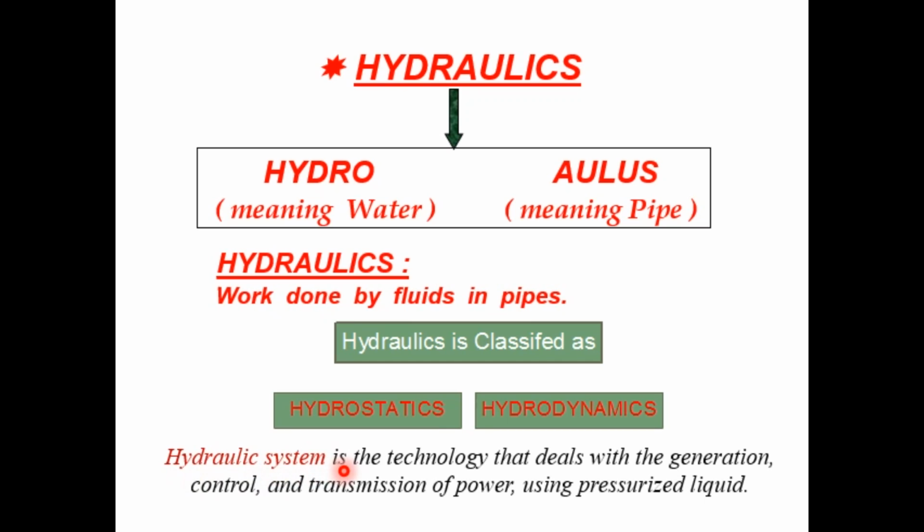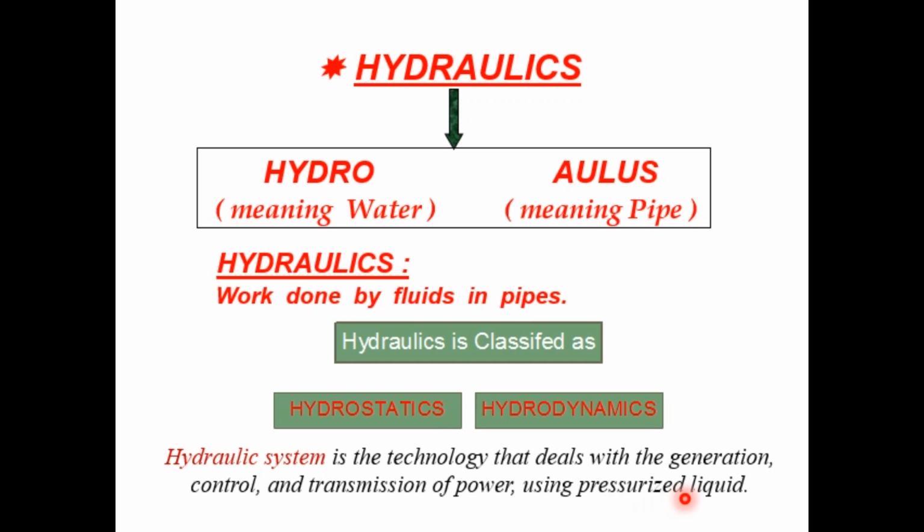A hydraulic system is a technology that deals with generation, control and transmission of power using pressurized liquid. So what does it mean? It is generation of power, controlling the power. We are generating the power in a hydraulic system, we are controlling the power, and we are transmitting the power by using the most important term, pressurized liquid.